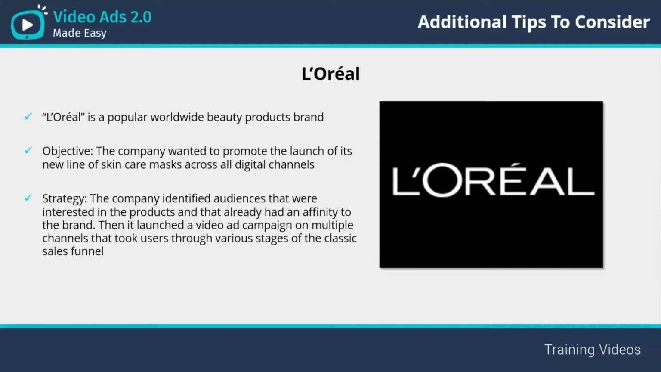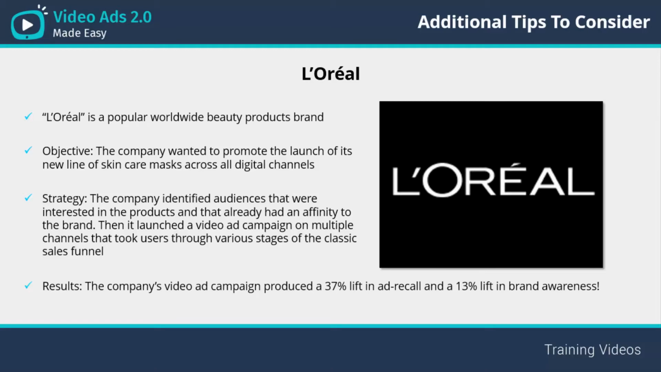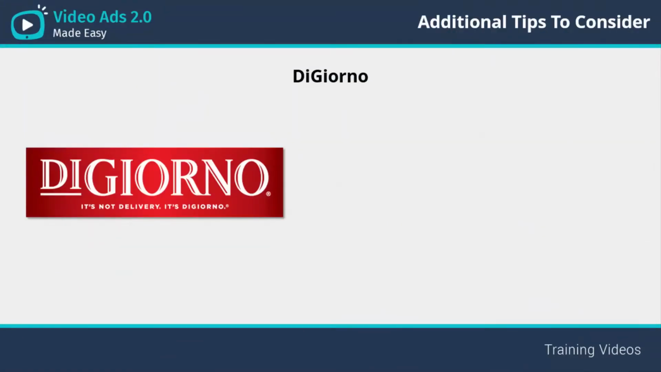Then it launched a video ad campaign on multiple channels that took users through various stages of the classic sales funnel. Results? The company's video ad campaign produced a 37% lift in ad recall and a 13% lift in brand awareness. DiGiorno. DiGiorno is a brand of frozen pizza that is sold across the U.S. and Canada.